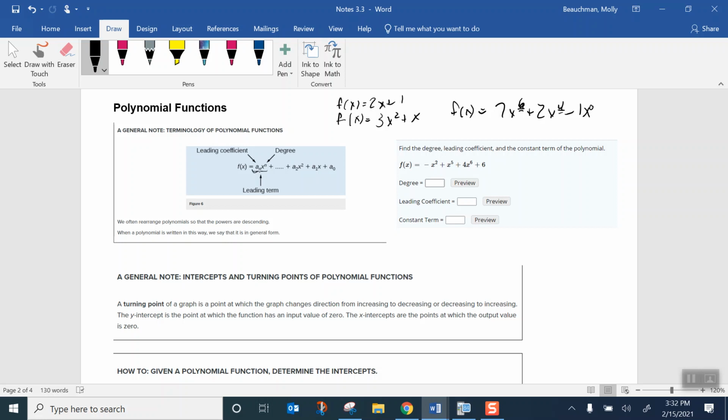The highest power of your polynomial is called the degree of your polynomial. The number in front times your power of x is called the leading coefficient, and those two together, the first term, is called the leading term. So in an example, if we want to find the degree, leading coefficient, and constant term of a polynomial, we first make sure we write it in descending order.